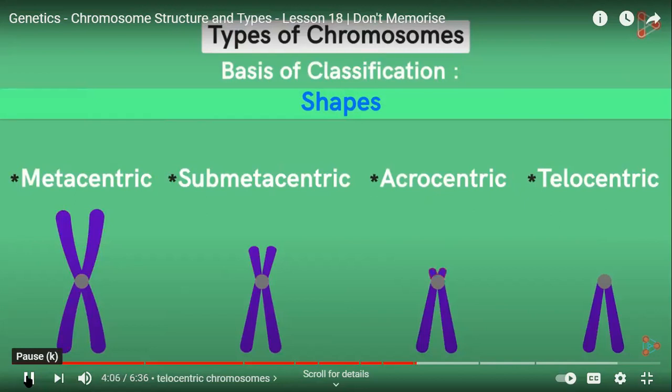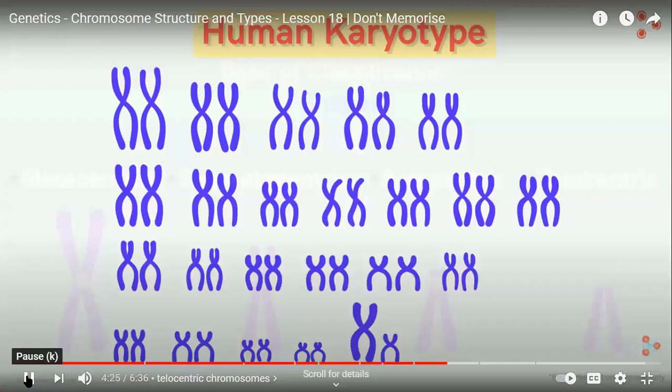Lastly, what we see is that the centromere is present at the extreme end. That is, the centromere is placed at the telomeric region. Hence the name telocentric. However, these chromosomes are not found in humans. The human karyotype lacks telocentric chromosomes.